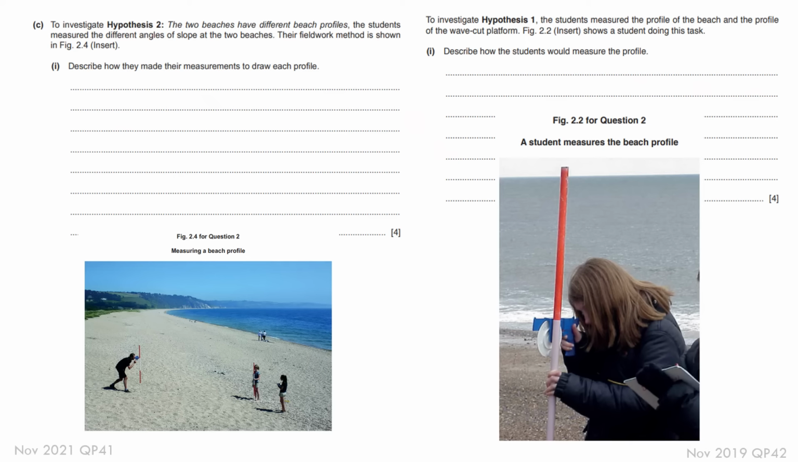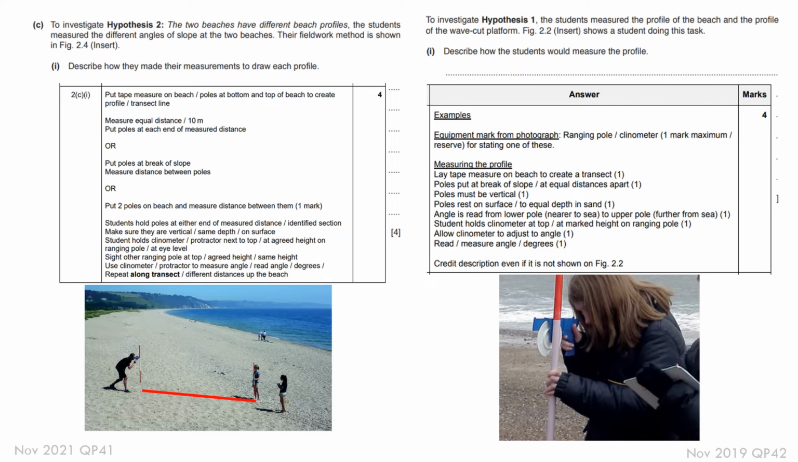Now, a point I mentioned earlier was what a transect is in beach profiles. Well, here is what a transect is. If you have two ranging poles perpendicular to each other, that line between them, imaginary line between them, is a transect. So you're collecting data along that imaginary line, which you could denote using a tape measure. So if we look at the mark schemes, again, there are lots of similarities between them. They talk about you have to create a transect, you have to make a fixed distance, you have to use the clinometer, and everything else.